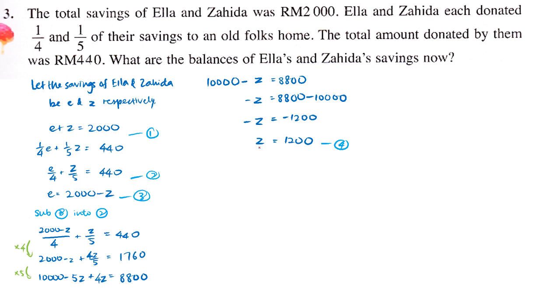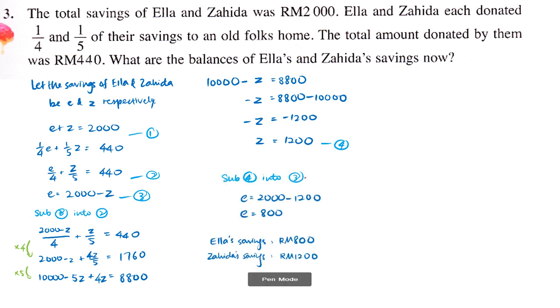Okay, now that I've found z, I'll label this as equation 4, and I'll substitute. After I found z, I would like to find what e is. So what should I substitute in? Take a look here. I've got equation 1, 2, and 3, and because I want e as my subject, I have e as my subject here in equation 3. So why not I substitute 4 into 3. So substitute 4 into 3.